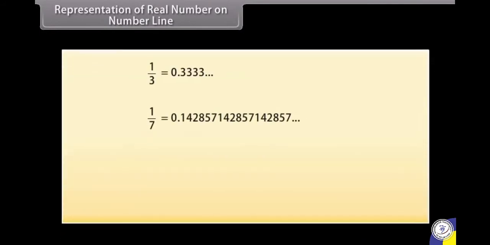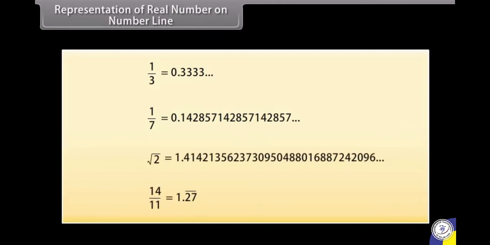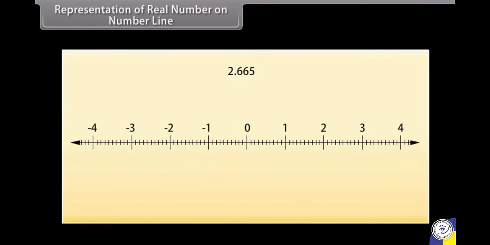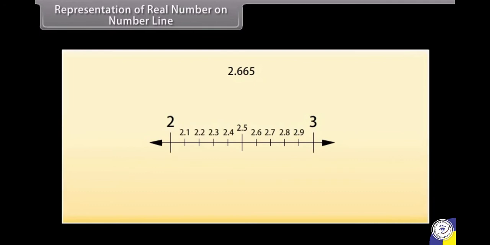Representation of real number on number line. We now know that every real number has a decimal expansion. That decimal expansion helps us to locate it on a number line. Let us locate 2.665 on a number line. We know that it lies somewhere between 2 and 3. Imagine dividing it into ten equal parts.